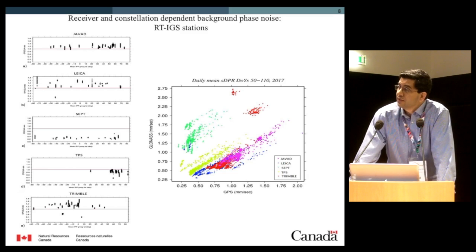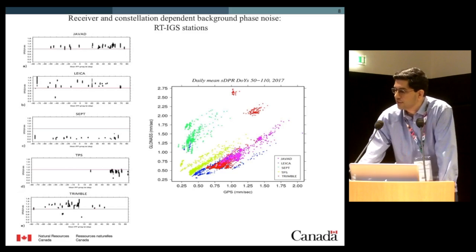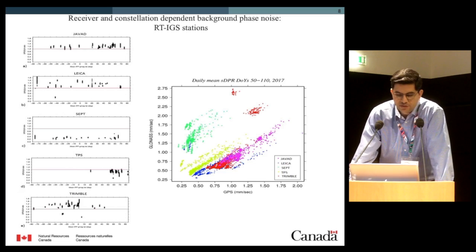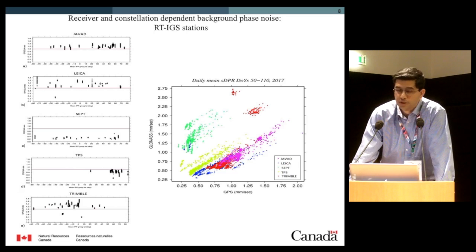So the red horizontal line on each one is at 1, which means that if the value is higher than 1, the daily mean GPS was larger than GLONASS, and vice versa. We can see that regardless of the location of the stations, which can be seen on the horizontal axis, and regardless of the day, certain receivers provided larger background phase noise for GPS, or almost the same, versus other receivers.